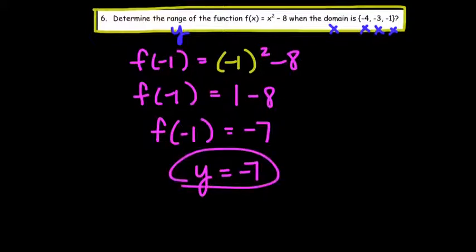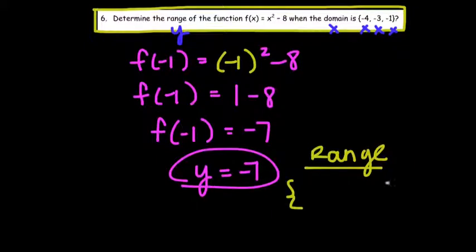So this is our last solution. And to put it all together, we're going to go ahead and write our range out. So our range on this one from least to greatest, remember, we write it in brackets here, and that would be {-7, 1, 8}. So this would be our range for this problem here.